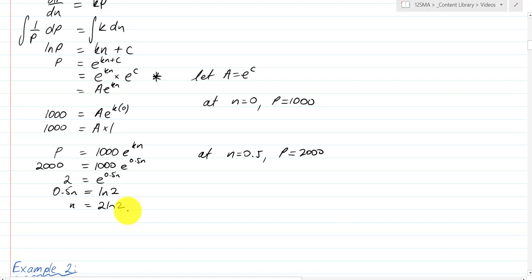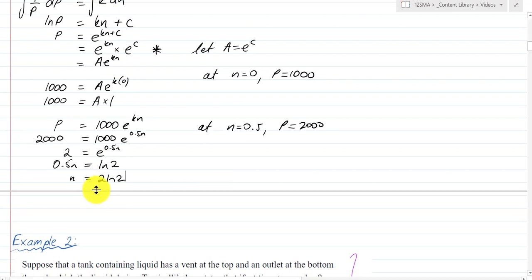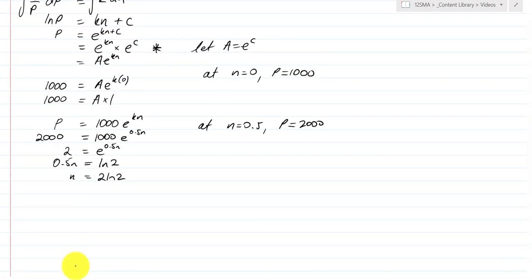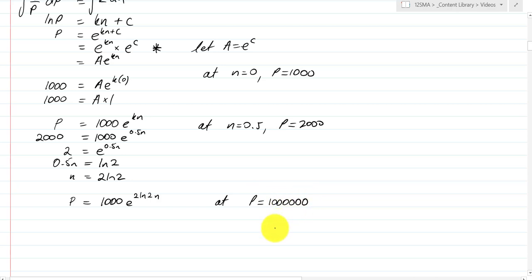And I could work out the value of that, but you know what? We're better leaving it exact. So let's leave it exact. Now, creating a little bit more space, I get k is equal to 2 log 2, so my population is equal to 1000 e to the power of 2 log 2 n. And I can now substitute in some information to determine when the population is equal to 1 million. So at P equals 1 million, let's have a look at what we get.